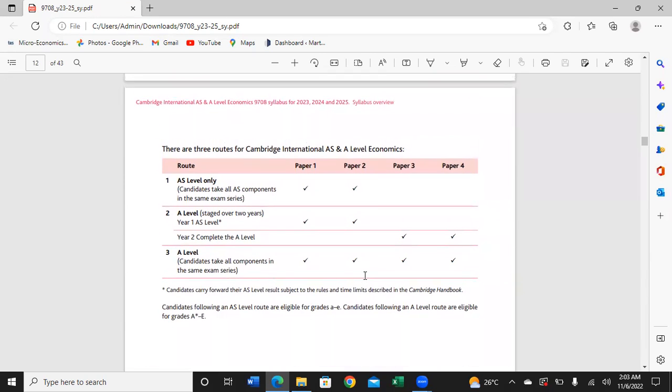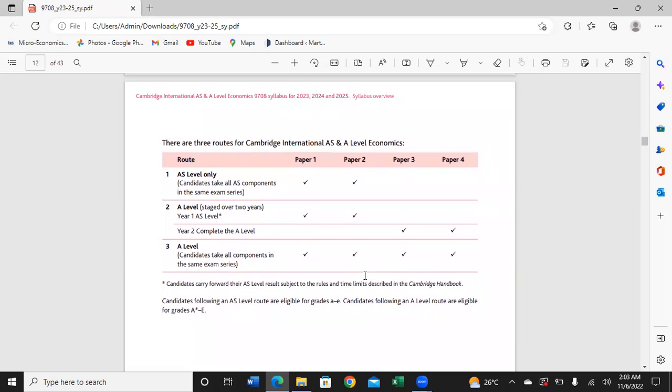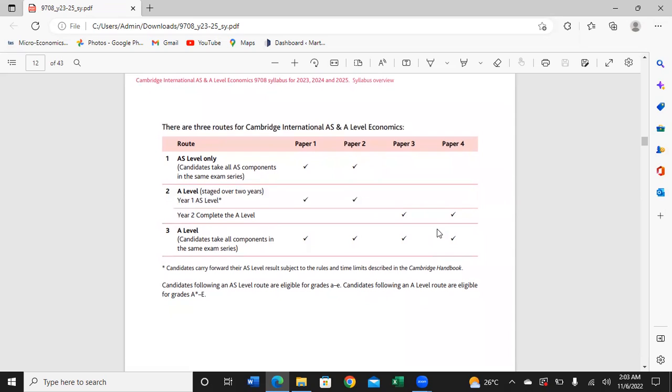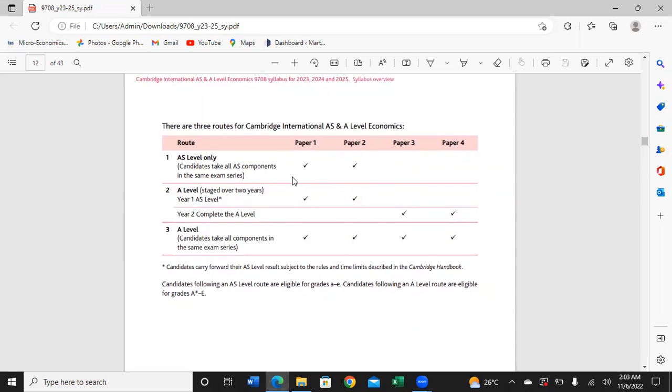So these are the three routes for Cambridge International AS and A level economics. For AS level, you have to appear only in two papers, paper 1 and paper 2, the MCQ paper and the economics essay writing paper. If you are doing your A level, in the first part you appear in paper 1 and paper 2, and then you appear in year 2. You split your exams, AS level separately, and complete A level by appearing in the last two papers, paper 3 and paper 4. So this is the split of A level exams over 2 years.